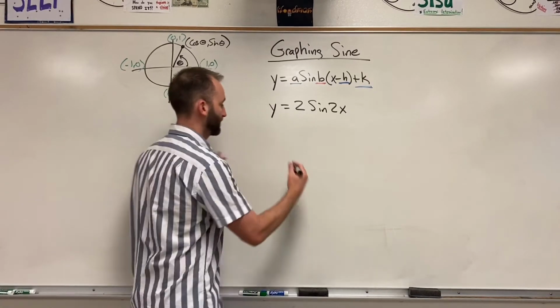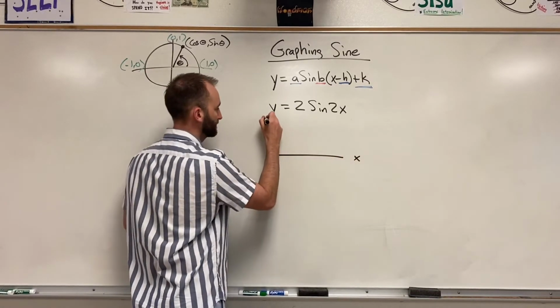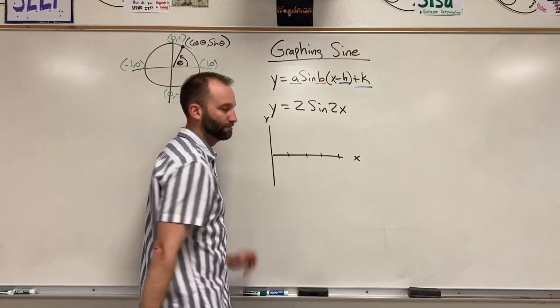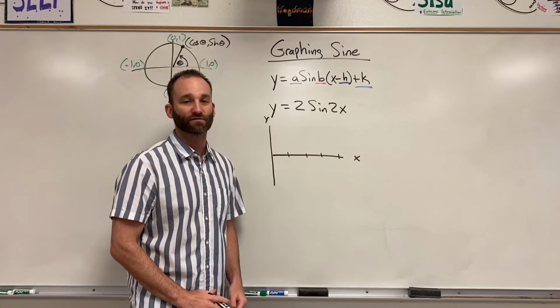Let's start with a y-axis and an x-axis. And we're gonna make 4 points. 1, 2, 3, 4. That's all we need. We're gonna draw one cycle of this equation right here.